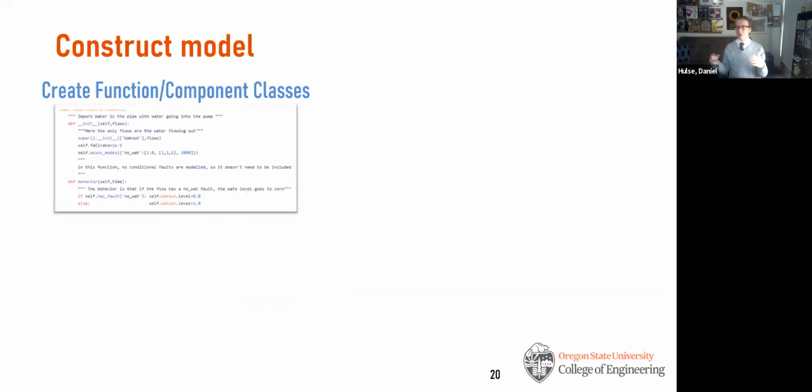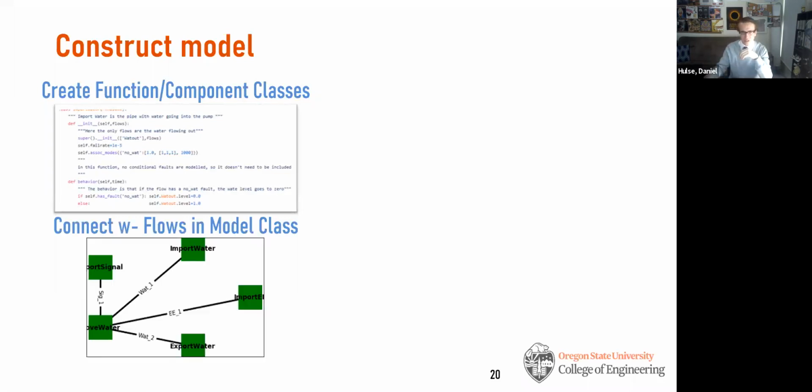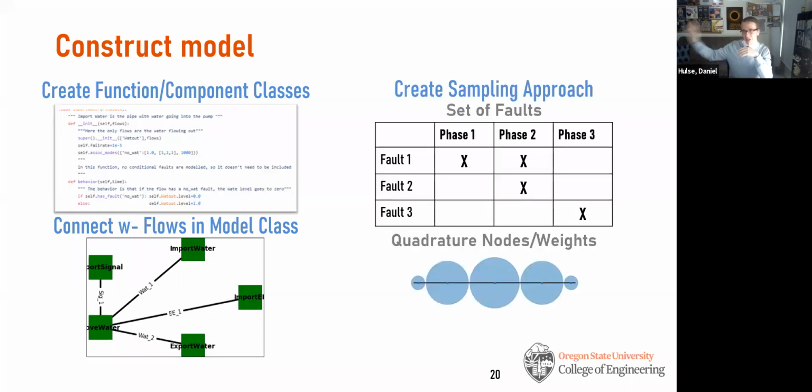So to talk through how this actually works when you implement a model like this, first you create different classes which define the behavior of the system. Then you connect those functions together with flows in an overall model class. And then you create this sampling approach, which we talked about in the first chapter, which is which faults do you want to put in the different behaviors of the system.